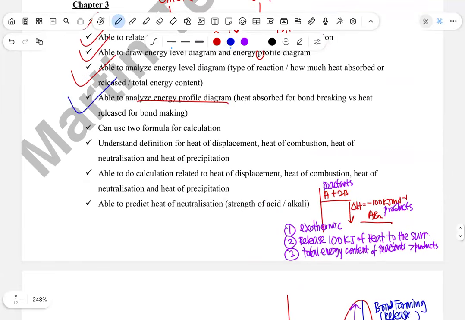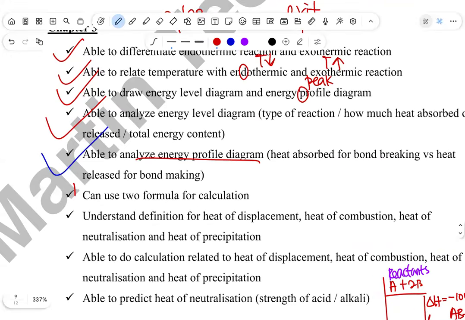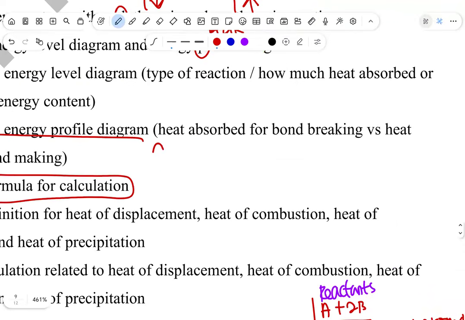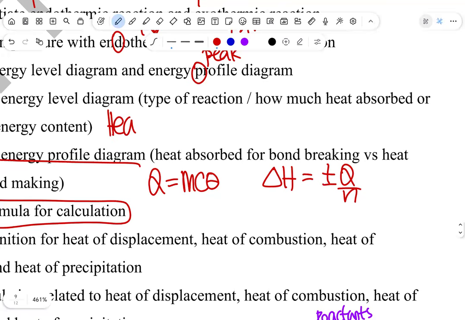So I hope everyone is able to recall what we can get from the energy level diagram and from the energy profile diagram. After that, the whole Chapter 3 has a lot of calculation, isn't it? The whole Chapter 3 only has two formulas: Q equals mc theta, and delta H equals plus minus Q over n. So here there are a few things you must know. I always tell you, many students use the wrong formula at the wrong time. So when the question asks for heat, when the question asks for energy, Q.